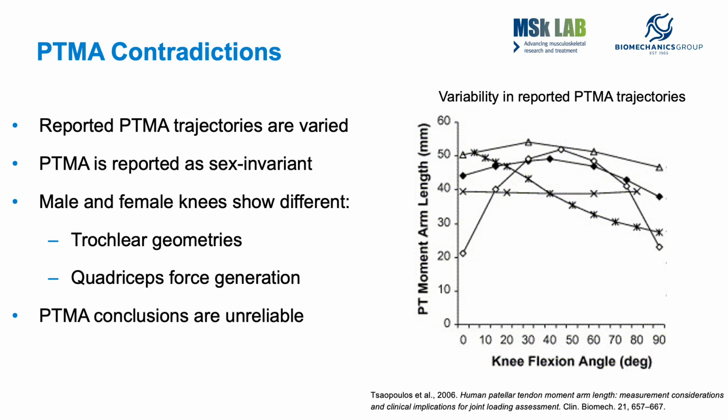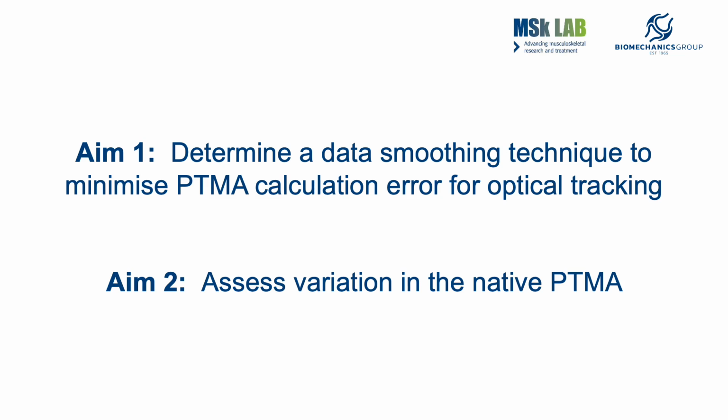This has produced a confusing body of PTMA reports which often contradict reported anatomical differences. For example, whilst the PTMA has been consistently reported as relatively constant between males and females, trochlear geometries and quadriceps force generation, both of which are likely to affect the PTMA, have been found to be different between the sexes. So, conclusions about the PTMA remain uncertain. We first sought to determine a data smoothing technique that minimises PTMA measurement error using optical tracking, facilitating our second aim of assessing PTMA variation in the native knee.